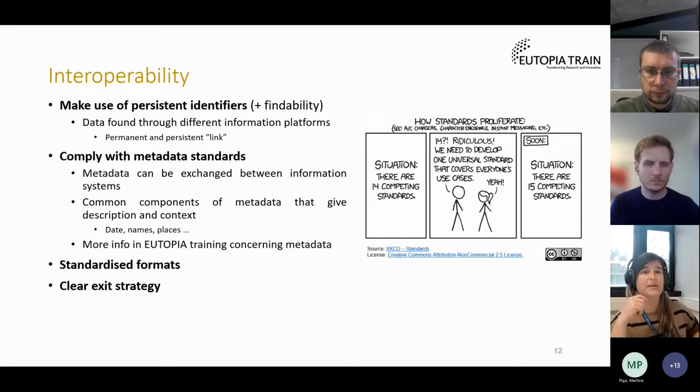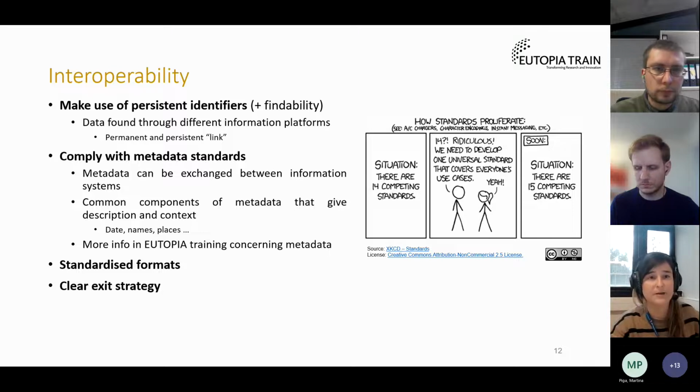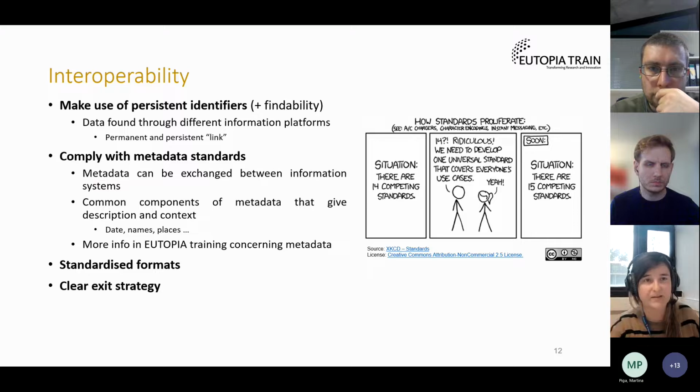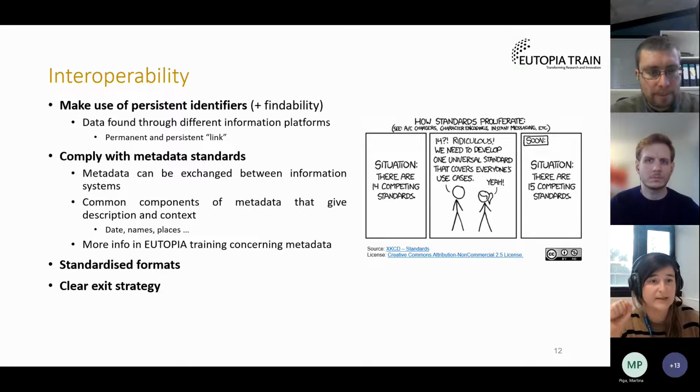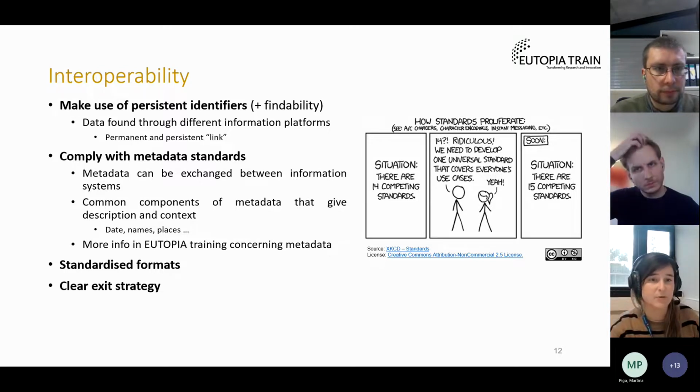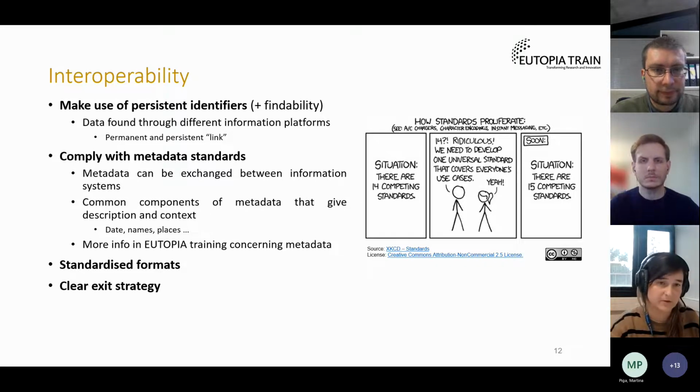Then interoperability also. You have to make your data interoperable. You have to also use the persistent identifiers that I mentioned before. Also here, the metadata standards that Sebastian explained before, they give you the common components of metadata that give you a description, the context of your data. It will give you extra information. Also on Thursday, there will be more information on this.